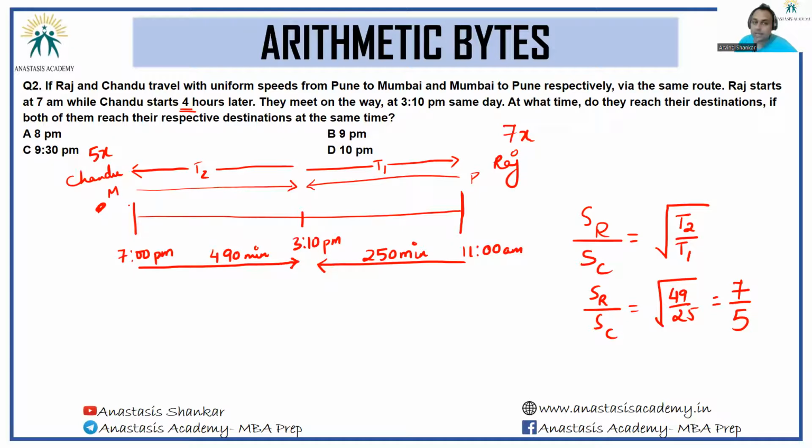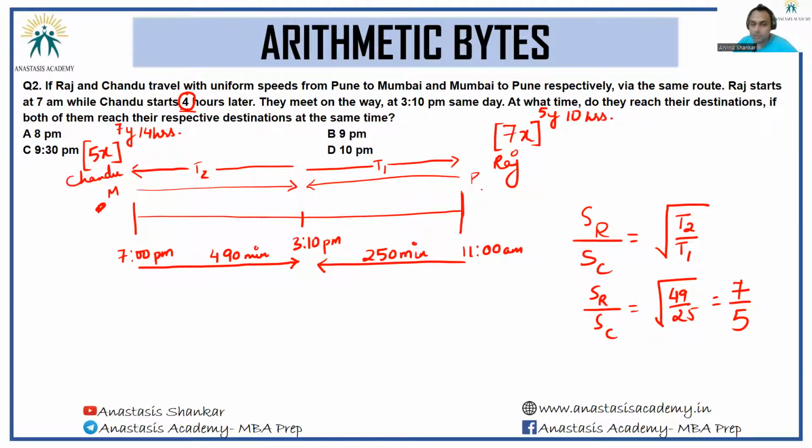And the fact that they're reaching their destination at the same time, can I say the ratio of times taken by them will be 7y and 5y because the distance is the same. Now we also know 7y minus 5y, the gap is 4 hours. So this guy would have taken precisely 14 hours. This guy would have taken precisely 10 hours.